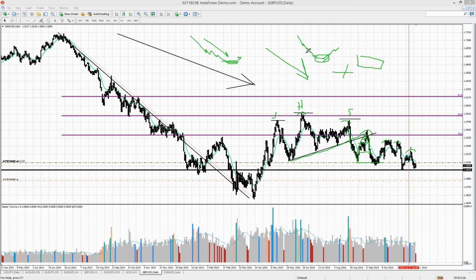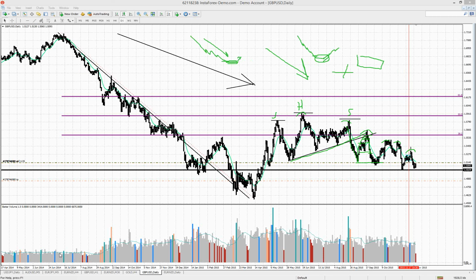So that's the point. You don't need to fight with big boys. You want to try to ride with them. You never try to catch tops and bottoms, especially in intraday trading, because it's like playing with fire. You don't need to do that.